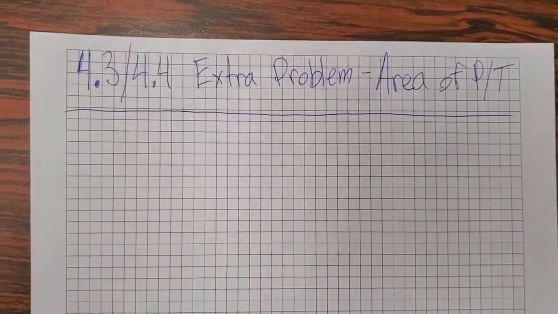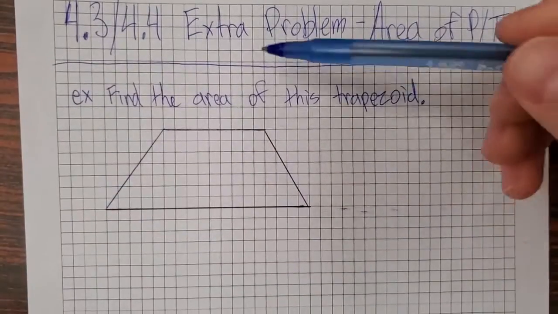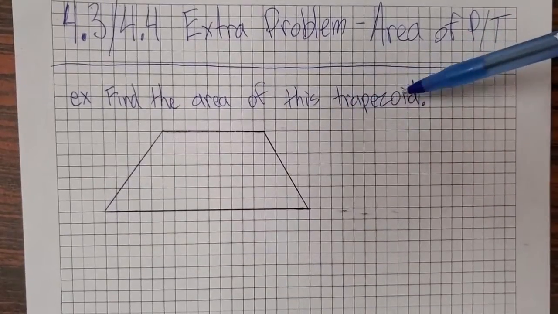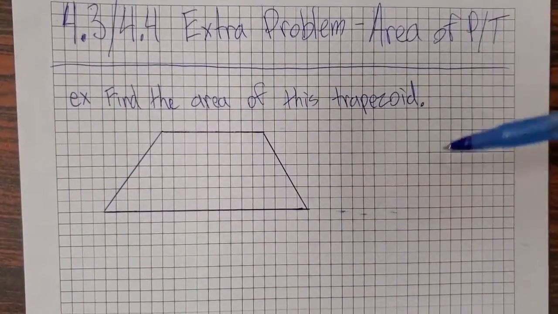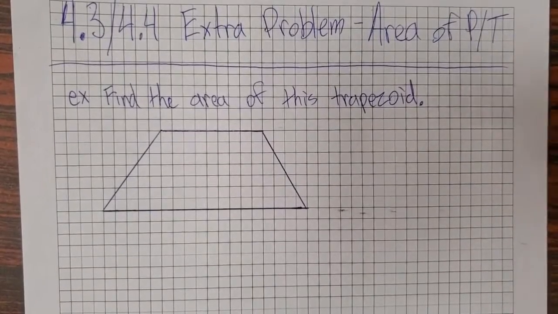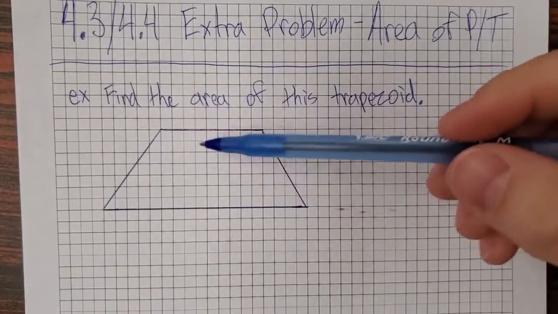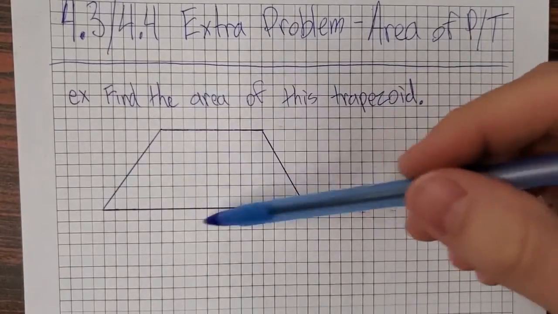Here's an extra problem for the area of parallelograms and triangles. So here's the problem. It says find the area of this trapezoid. Now you're looking at this and you're thinking, you know what? I know the formula for finding the area of a circle, an area of a parallelogram, an area of a triangle. But what do we do when it's not something that's so easy?